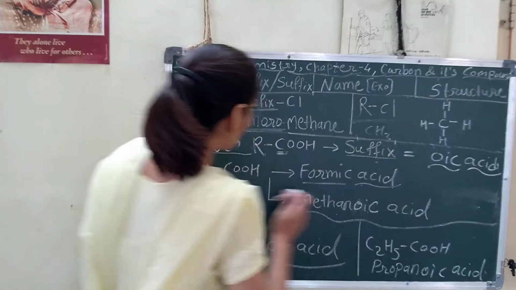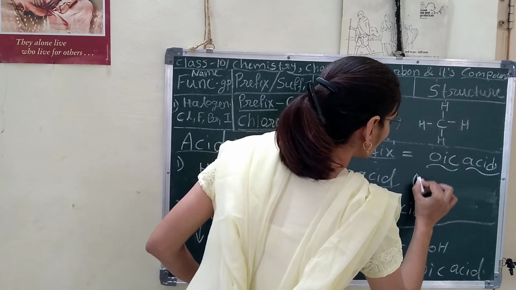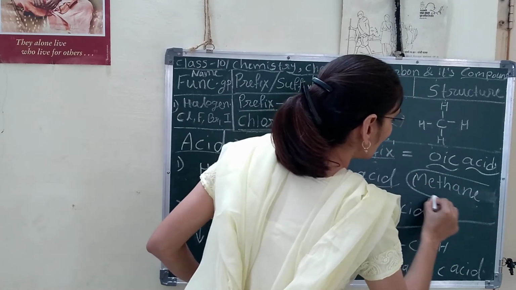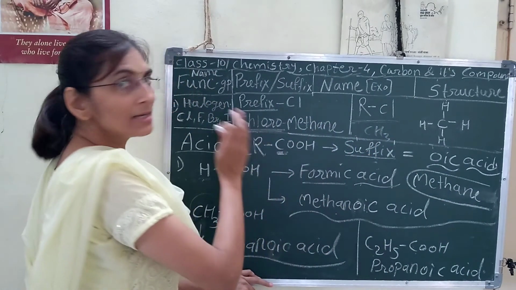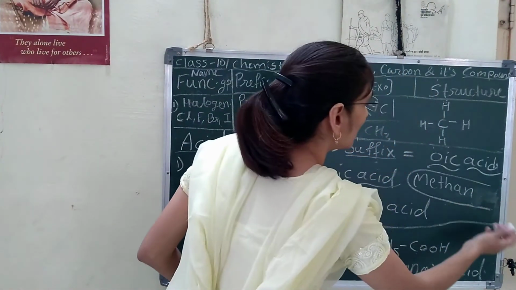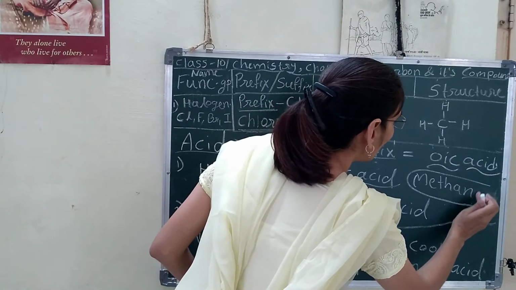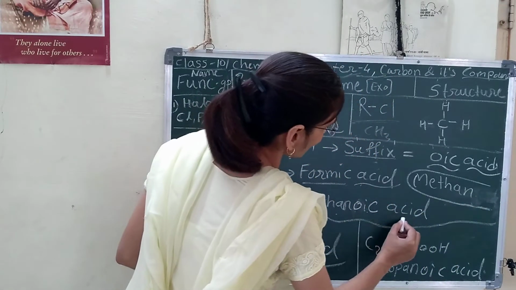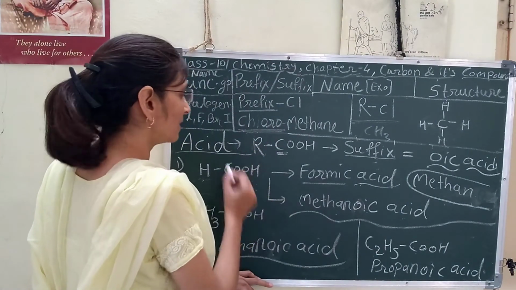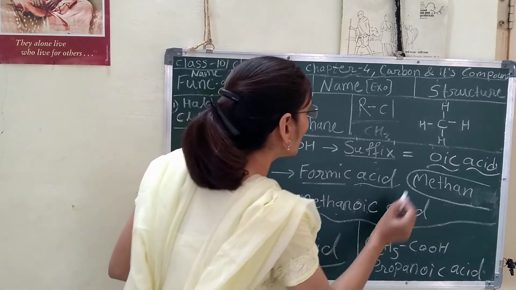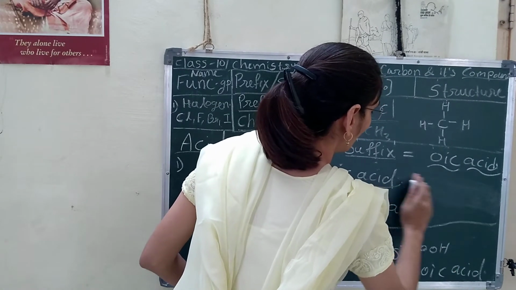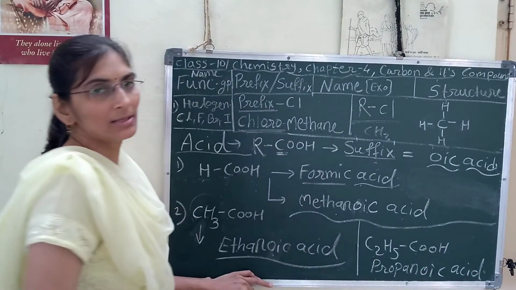Yes, as a single carbon atom is present, methane will be the original parent alkane. Then I will replace the last E from that methane, and it will be replaced by oic acid, and the name of the first member of this series will be methanoic acid. Yes, and how it is written, we are seeing here.